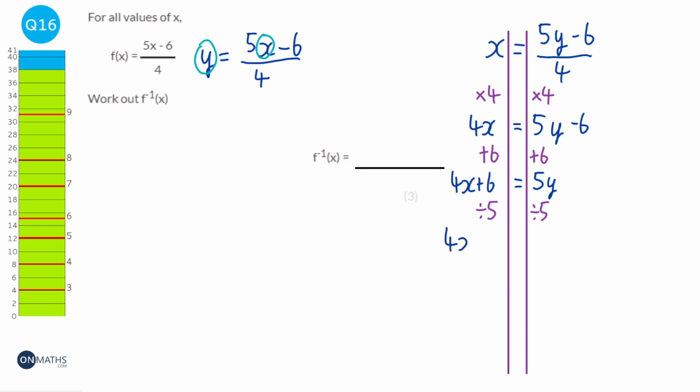So we've got 4x plus 6 over 5 equals y. And we use y as a replacement for the inverse function of x. And so we're just going to say the inverse function of x, which is what that minus 1 means. It means inverse, equals 4x plus 6 over 5.